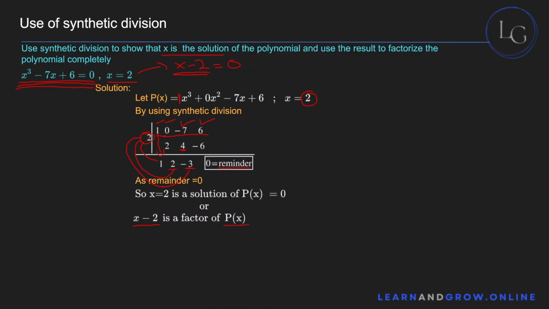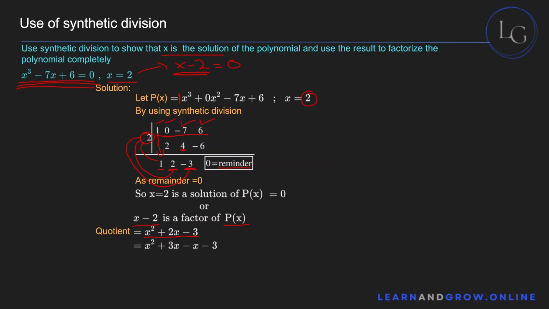But you're wondering how we will find the quadratic expression that x minus 2 is being multiplied with to give you this cubic equation? Well, you see these three values, this 1, this 2, and this minus 3? These are the coefficients of the quadratic expression that x minus 2 is being multiplied with. So 1, the coefficient of x squared, 2, the coefficient of x, and minus 3, the last constant. So you have this as the second factor of this cubic equation.